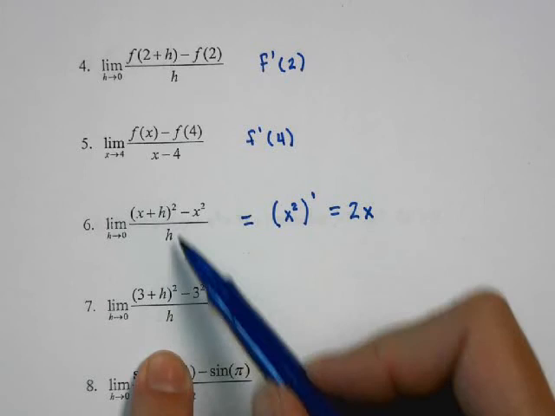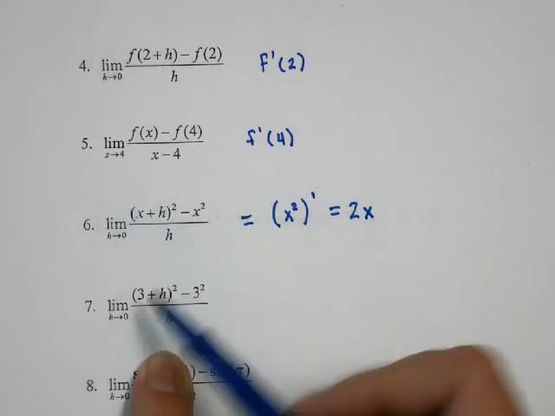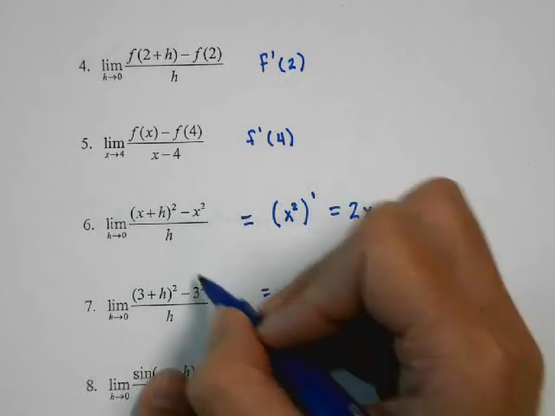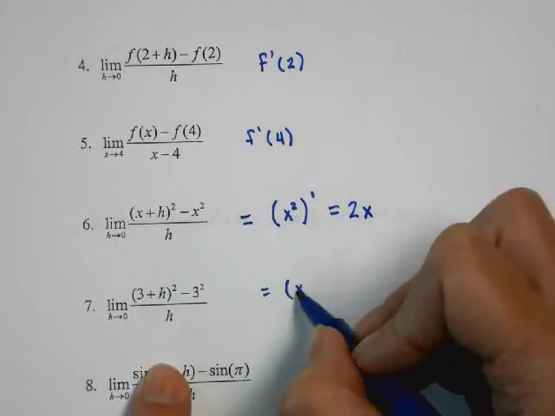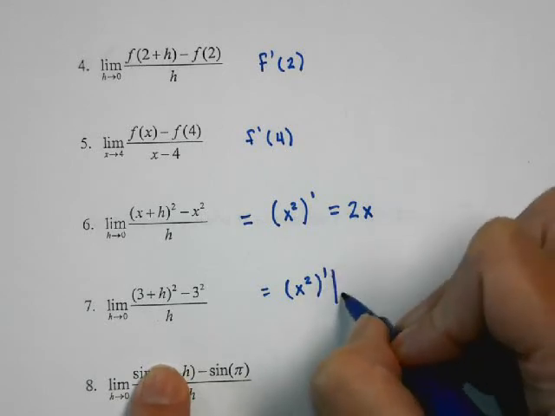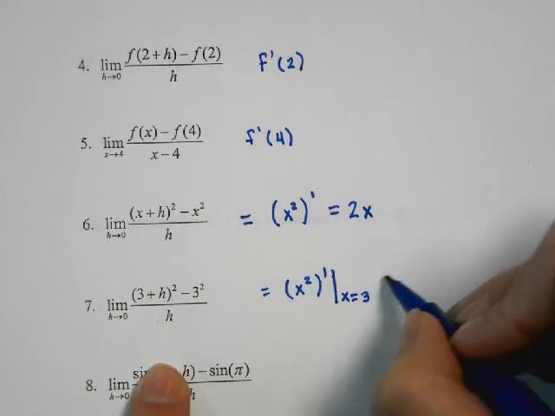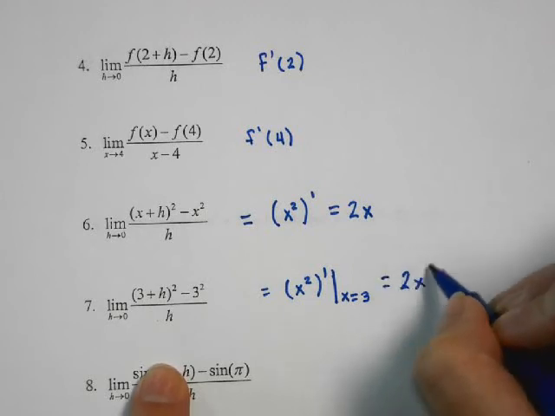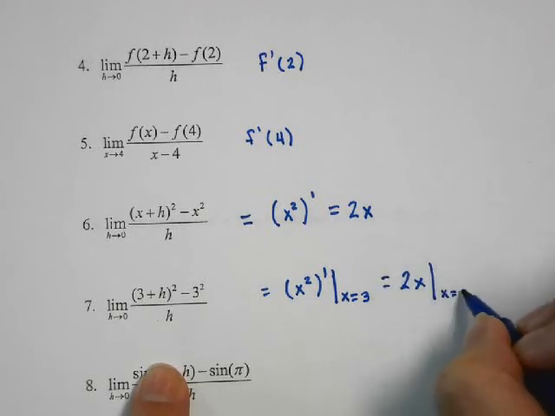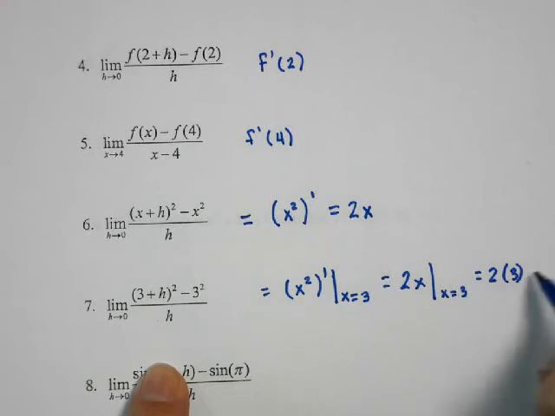This looks just like this, except for instead of x, we have 3. So this is the same as saying x squared, take that derivative, and then evaluate it at 3. So that's going to be 2x evaluated at 3, which is going to be 2 times 3, which is 6.